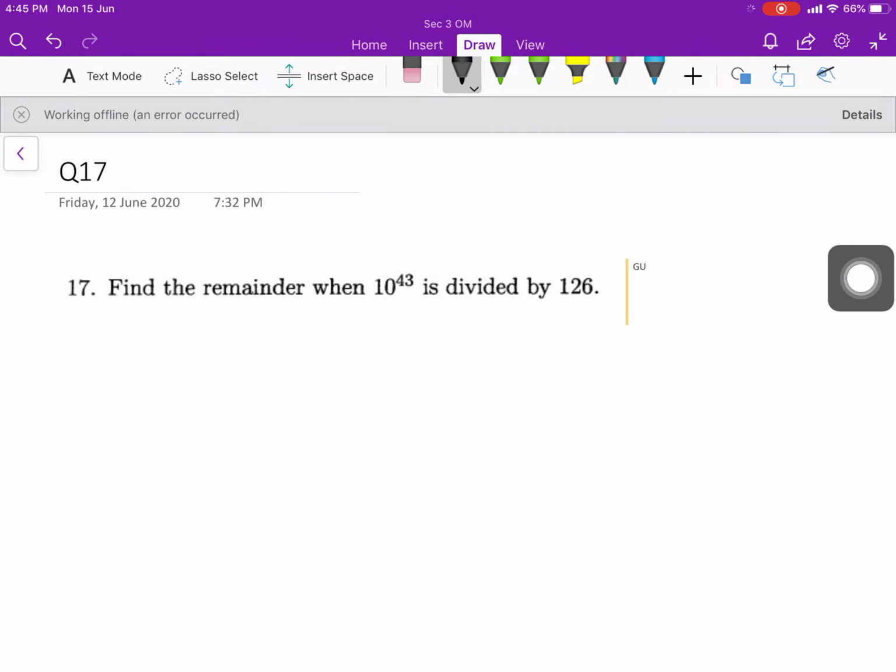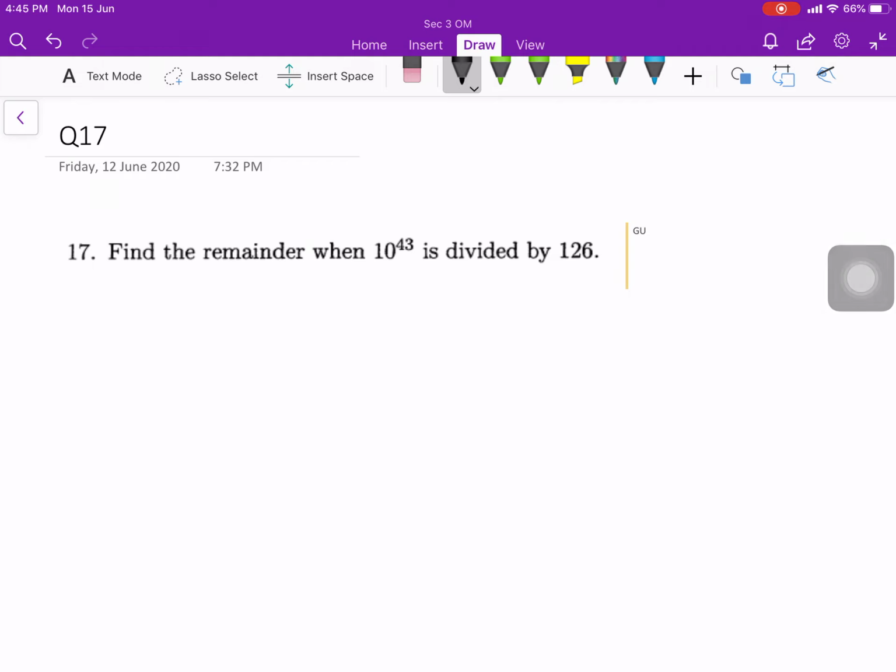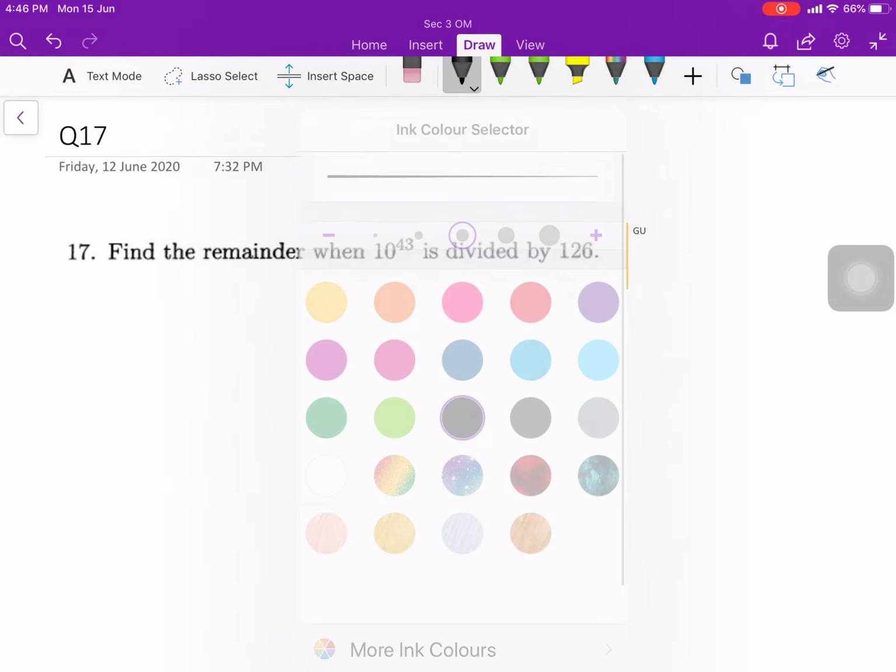Okay, let's look at question number 17. Can you see that the divisor is actually 126? When we look at 126, we should also be looking at 125, something to do with 125. Therefore, instead of looking at 10 to the power of 43, I look at 10 to the power of 42, then I simplify.